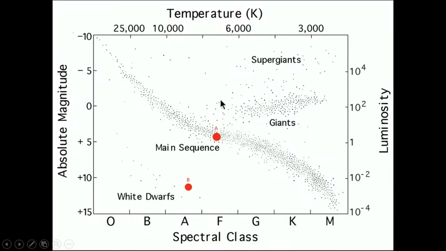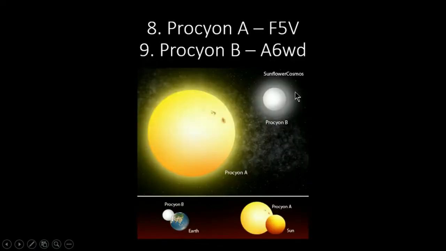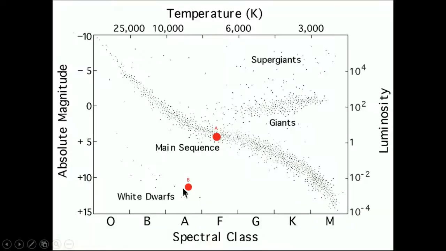Okay, so we had, what was it? It was F5? Yeah, F5, so right in the middle of F here. That's going to be A, again, still in the main sequence. And then your white dwarf here is A6, so over on this side here. A6, get rid of the B1 that was over there. So another pair of a normal star and a white dwarf.